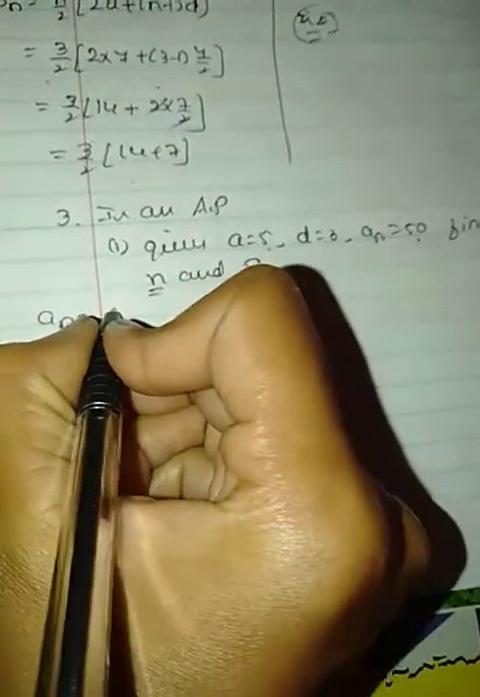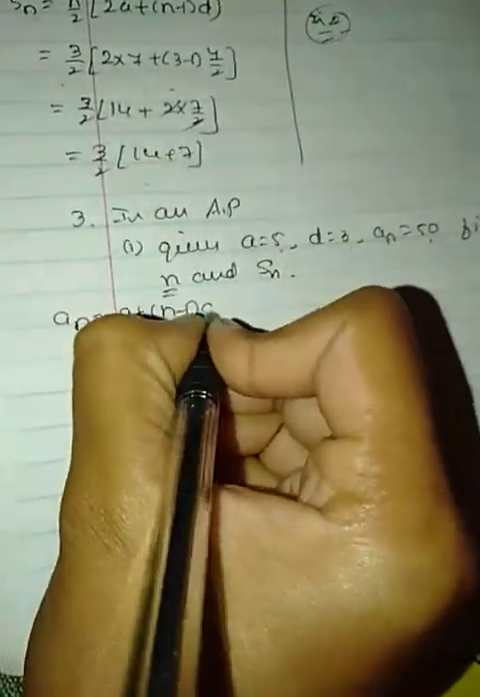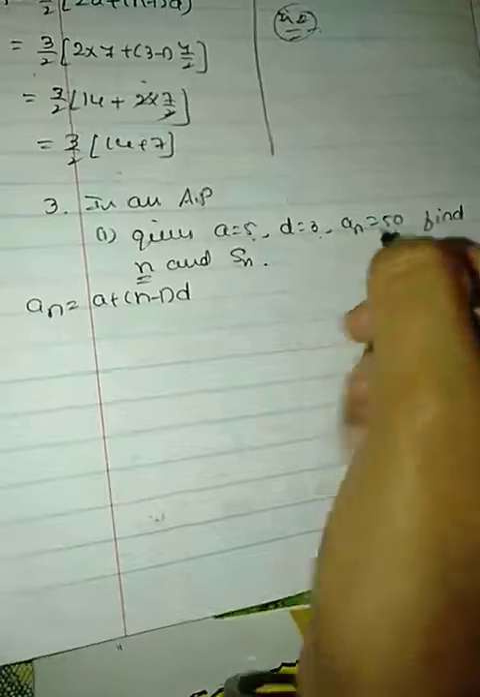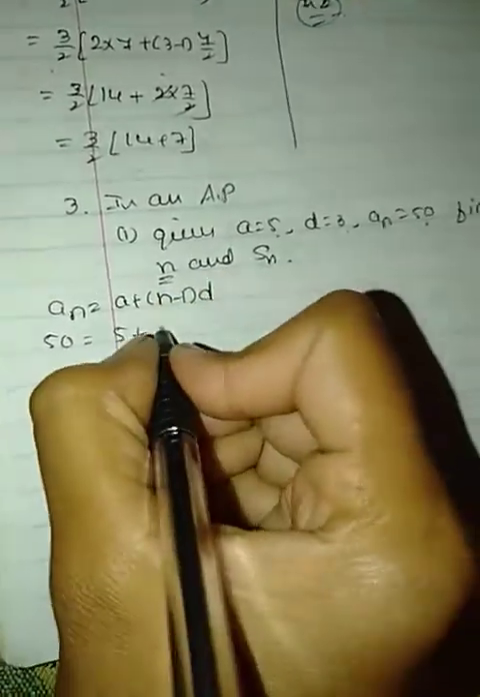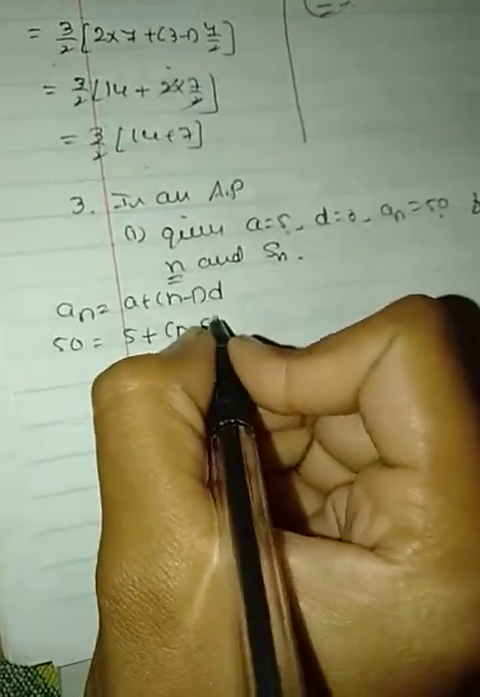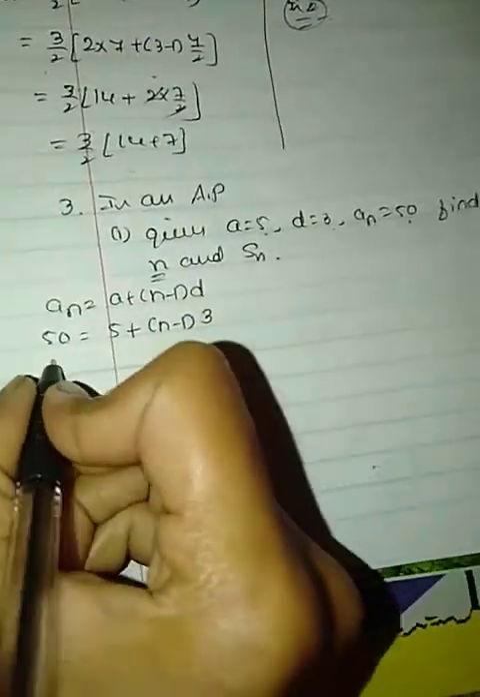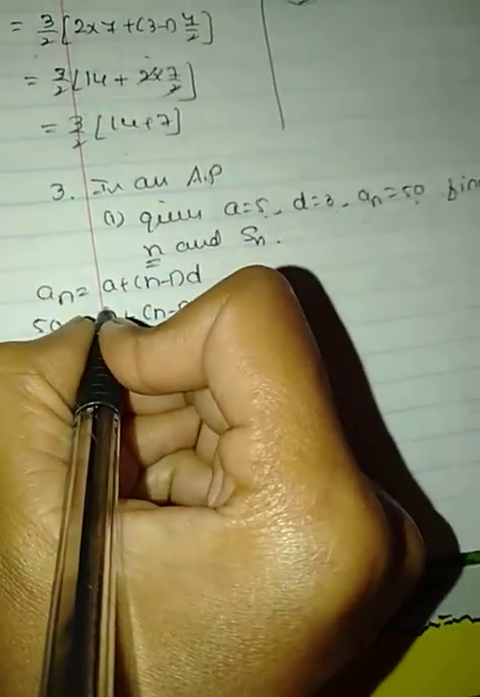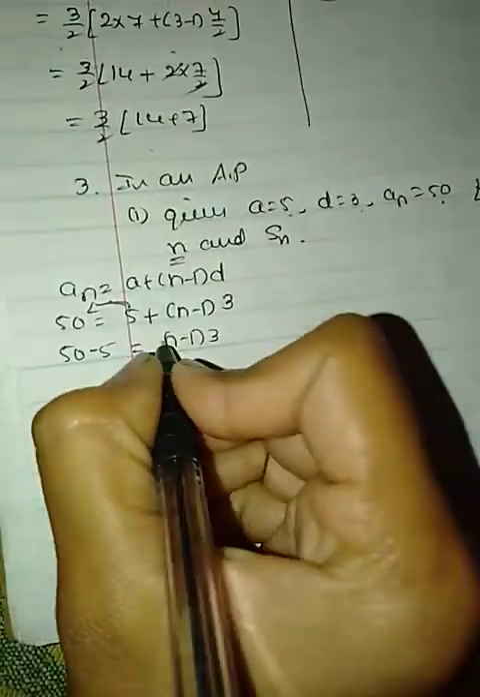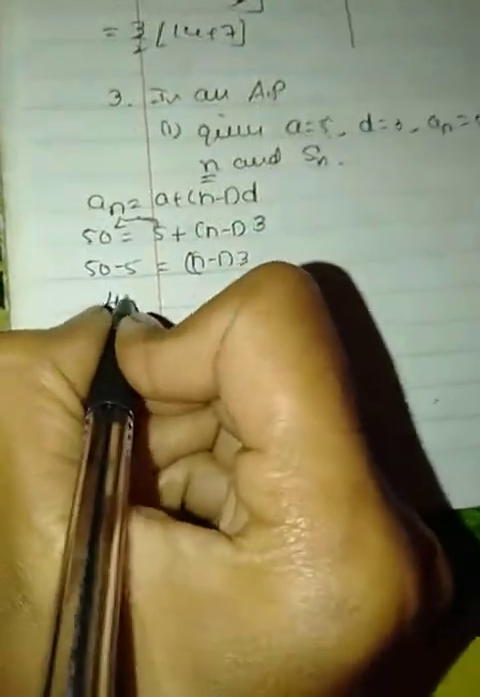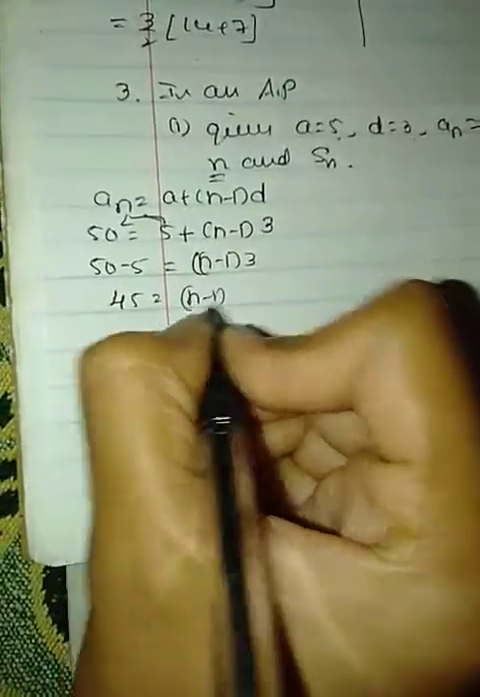We know AN is equal to A plus N minus 1 into D. So here AN is 50, A is 5 plus N we don't know, D is 3. Okay, 50 minus 5, shift towards this LHS. So 50 minus 5 is N minus 1 into 3. 50 minus 5 is 45, N minus 1 into 3.